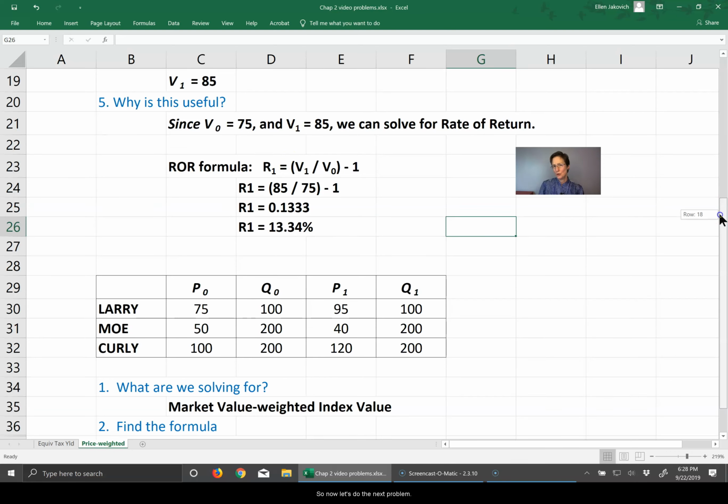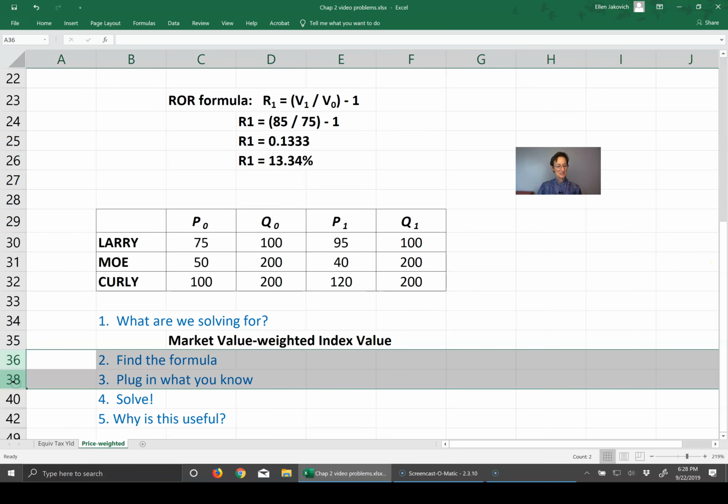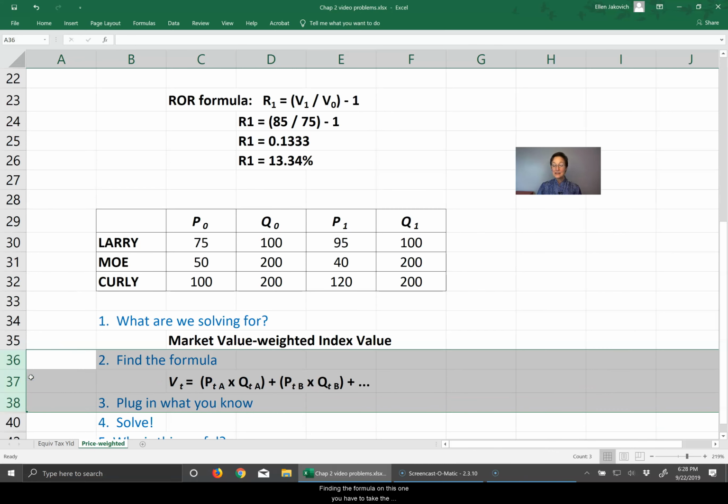So now let's do the next problem, which has the same figures, everything, but now we're going to find the market value weighted index value. A little bit more to this. Not much. Don't sweat yet. So, finding the formula. On this one, you have to take the price times the quantity for each stock at the time that you are after. In this case, we'll do time 1 again as well.